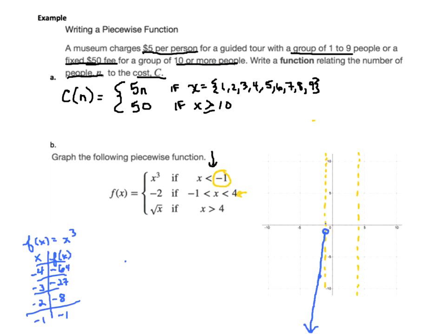Okay, the next one. F of x is -2. This says no matter what x is at this point, f of x is -2. So if I create an f of x table, I've got -1, 0, 1, 2, all the way up to 4.